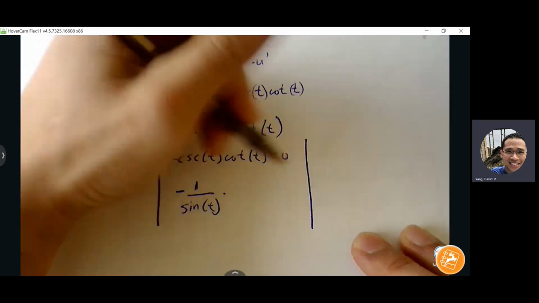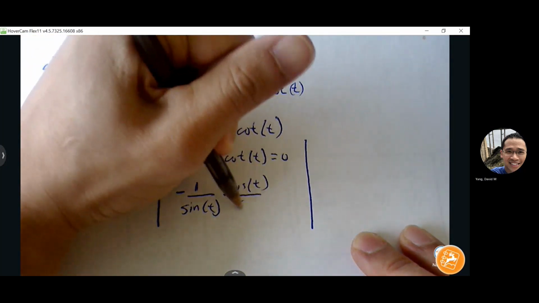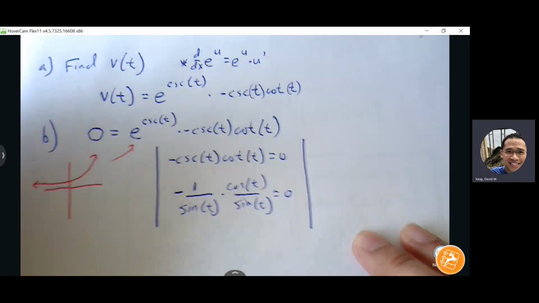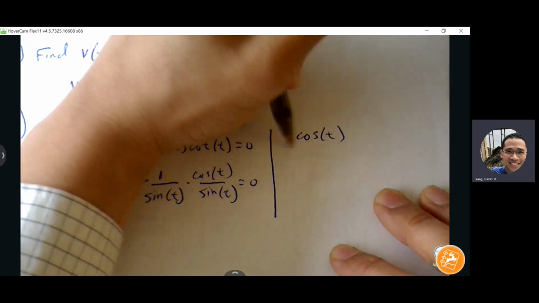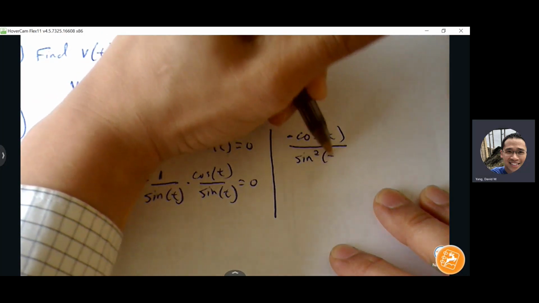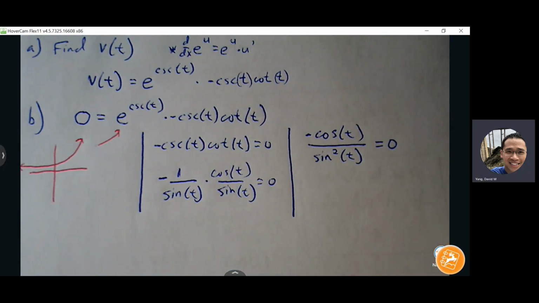Cotangent is the same thing as cosine over sine. So if I clean all this up, this is really just negative cosine of t over sine squared of t equal to 0. Right, so this is my slimmed down, cleaned up velocity function that I care about in terms of looking for a critical point. I want to figure out where velocity is zero. This is my cleaned up version of the velocity function without that exponential function getting in the way.